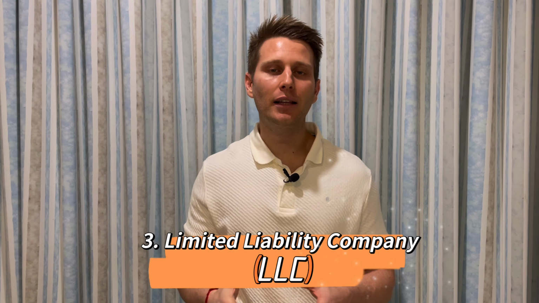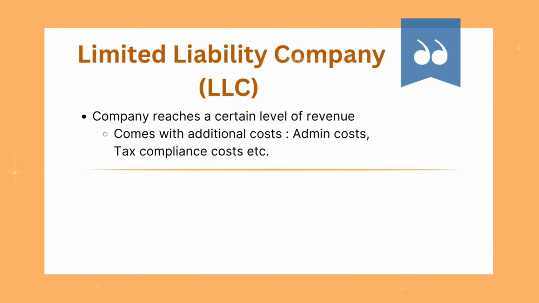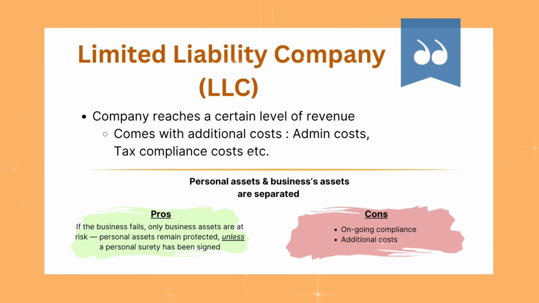Number 3 is the LLC structure, Limited Liability Company. This type of structure is designed for companies that have reached a certain level of revenue or income, because with this structure comes additional costs. You can think of administration costs, you can think of tax compliance costs, and you can think of whatever other governmental compliance that your company needs to fulfill. Those costs can be very expensive, and this structure would only make sense if your business is earning a certain revenue already. The key benefit to this structure is that it separates your business assets from your personal assets.